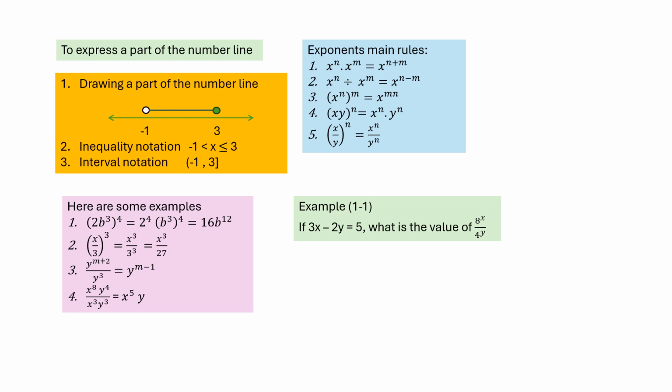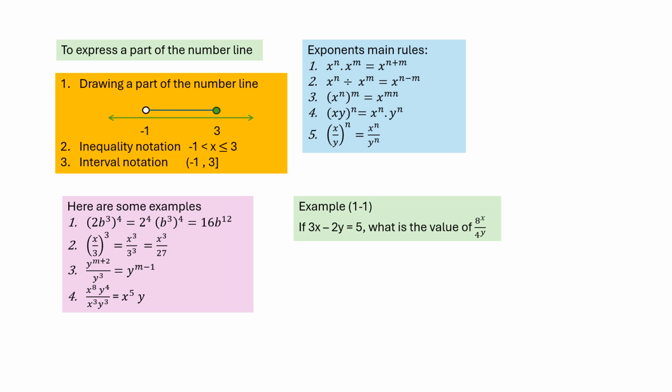Example 1. If 3x minus 2y equals 5, what is the value of 8 power x over 4 power y? Don't panic when you see a question like this, because you must start with a correct step. First of all, you can't use the given 3x minus 2y equals 5 directly. How do you use it? You can't. So go to the question and try to do some correct step.